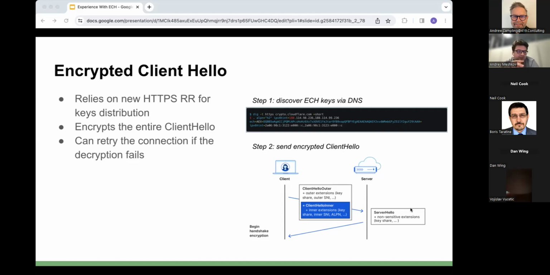Second, it doesn't encrypt just the ESNI. There's a lot more data in the client hello that you might want to hide from the observer. So it encrypts the entire client hello. And finally, and probably most importantly, it can retry the connection if the ECH server fails to decrypt client hello. Let me explain each of these points.